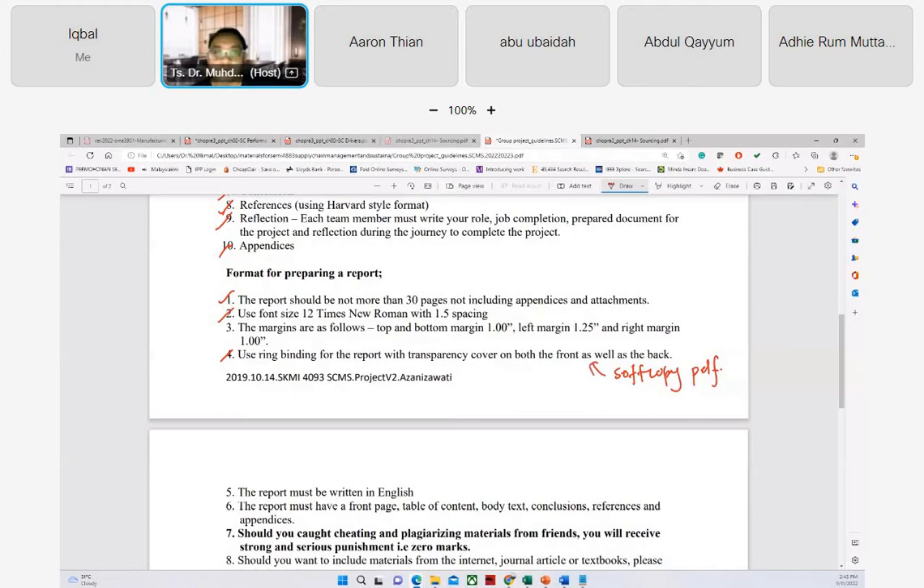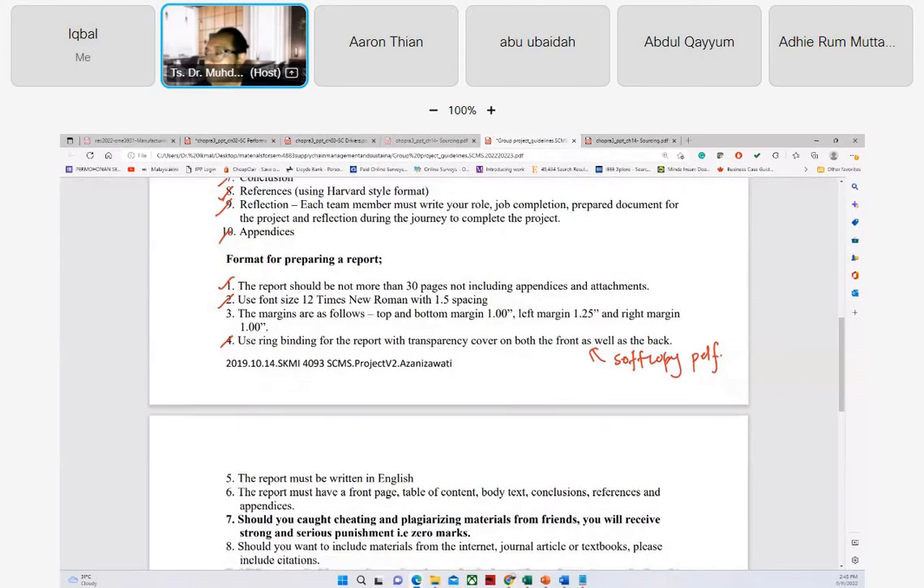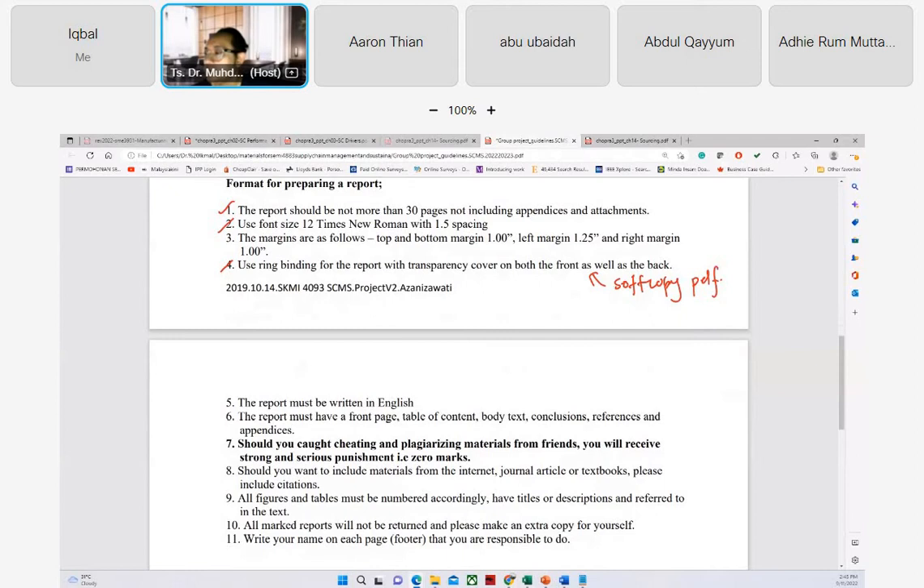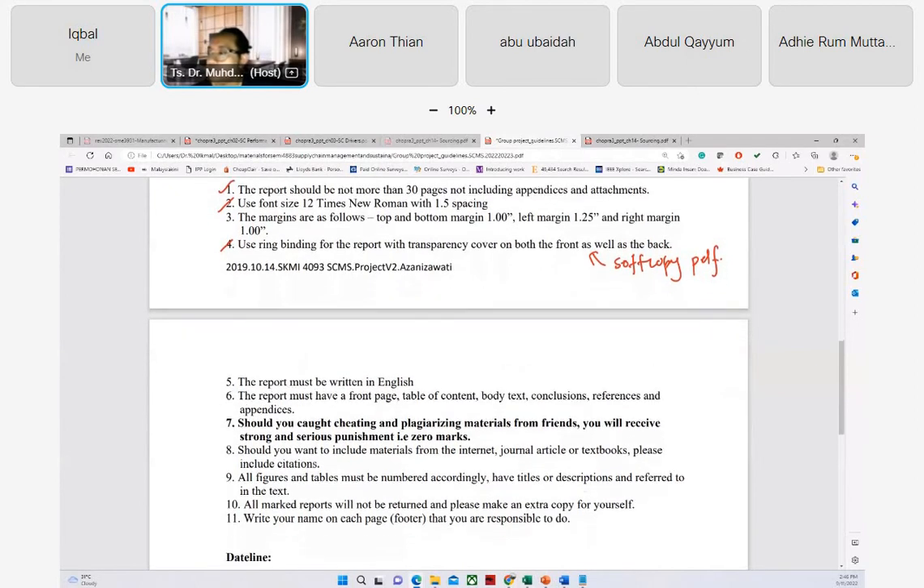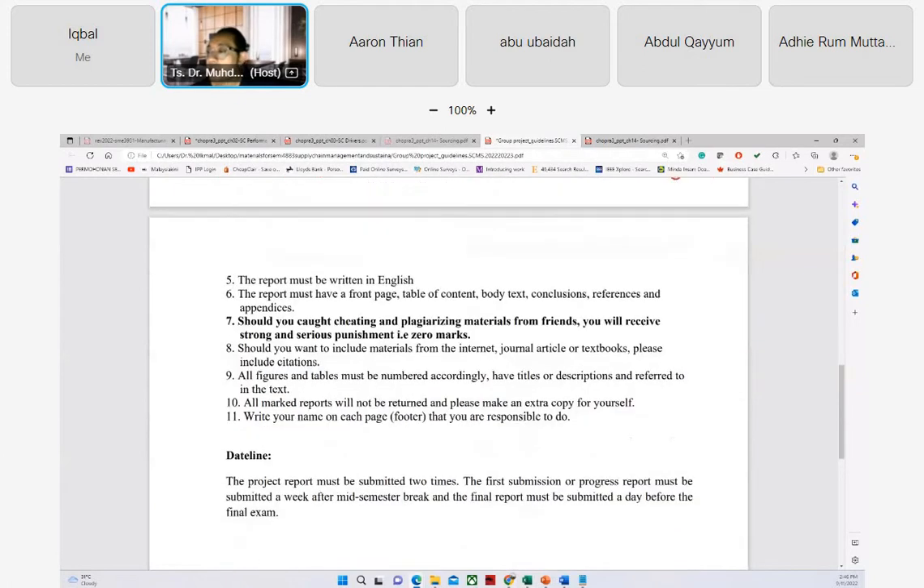Okay, just a soft copy. So we're going to save the world. Don't print and use this. So I just want to have a soft copy. So the report must be written in English. So I'm not accepting bahasa.